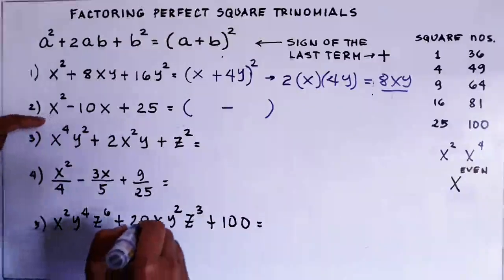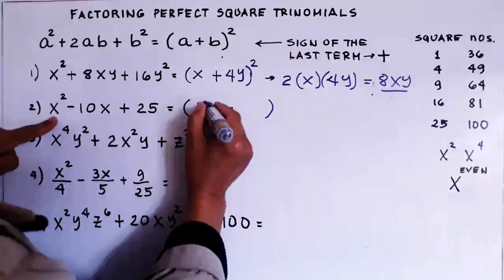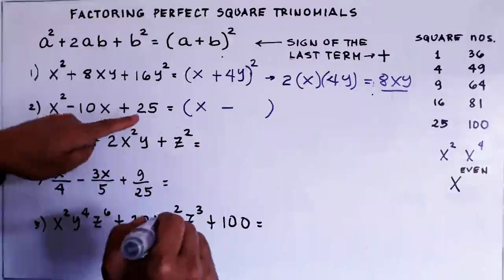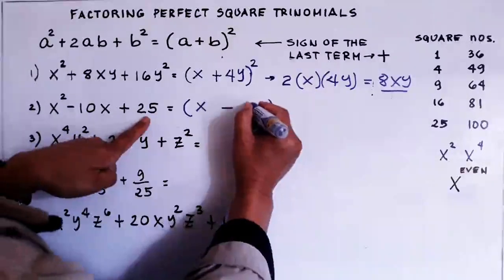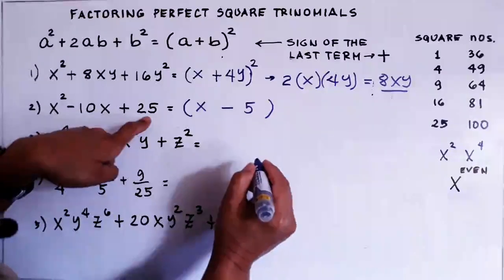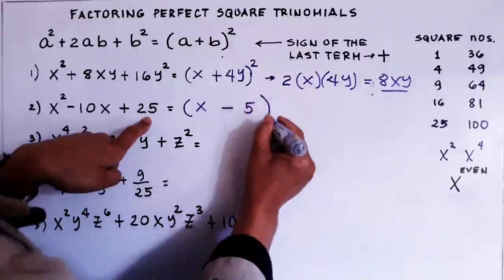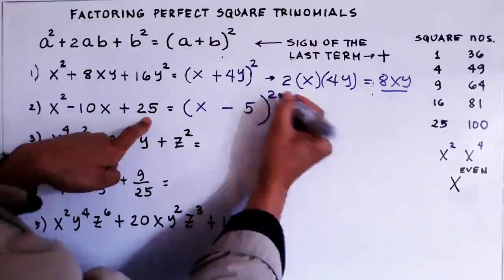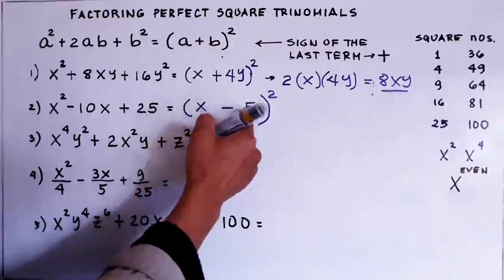Now let's take the square root of the first term. X squared, square root is x. And let's take the square root of the 25. Square root of 25 is 5, because 5 times 5 is 25. It's still wrong. It is unfinished. What do we do? What is missing? The missing is the square. It is x minus 5 times x minus 5.